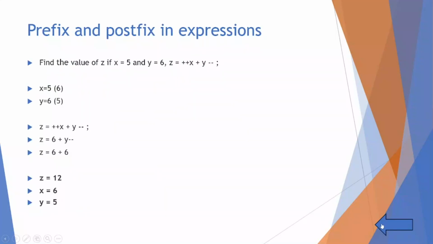Prefix and postfix in expressions. x is 5, y is 6. That is pre-increment, post-decrement. So pre means first increment, take the new value. Post means take the value and then decrement. So 6 plus 6 is 12. x would be 6, y would be 5.